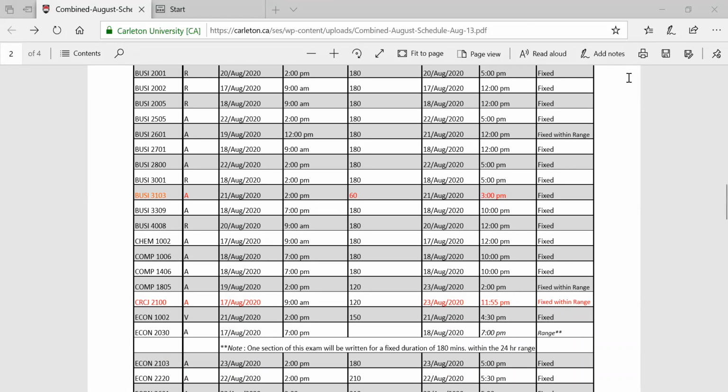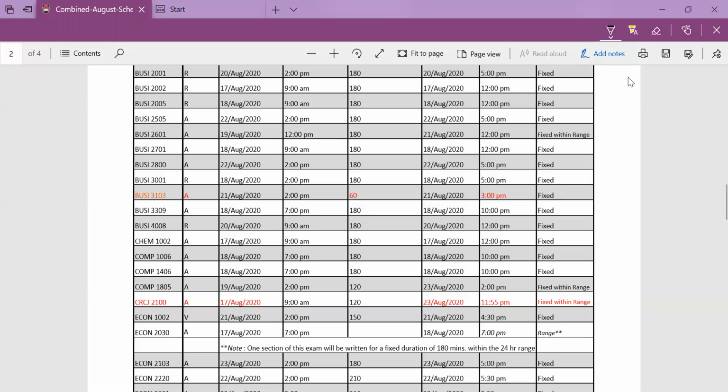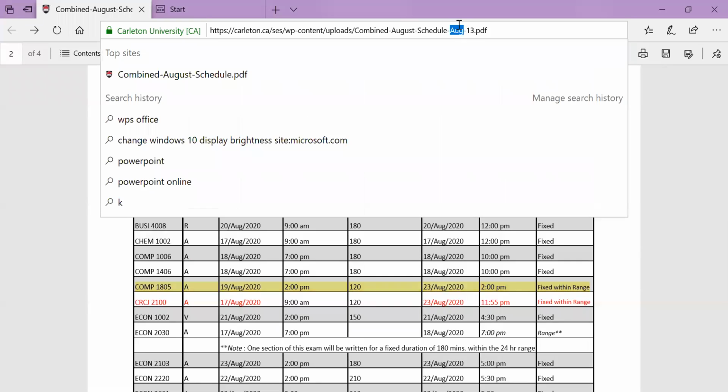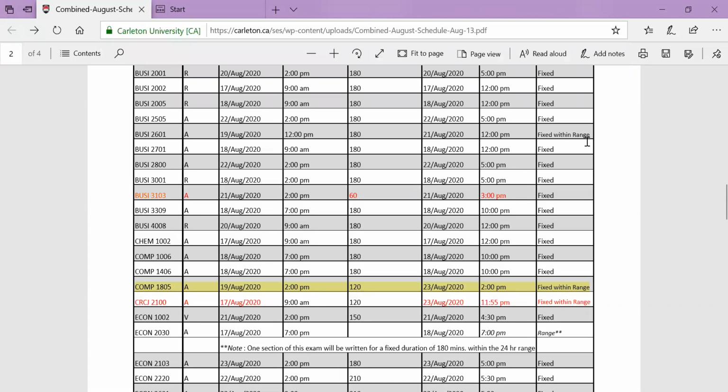So here we can see this is us here. So August 19th from 2 p.m. to August 23rd at 2 p.m. But that's by following this link up here. Hopefully it's showing you that. The link is posted in Discord, but you can just Google Carleton exam schedule and it'll come up. So there's that.